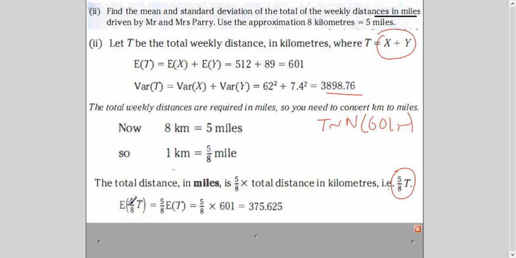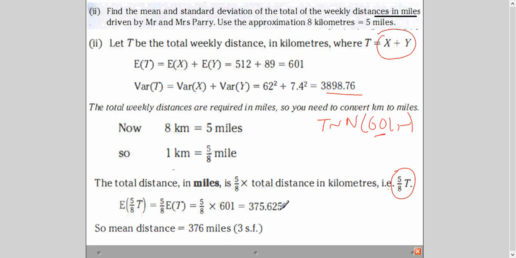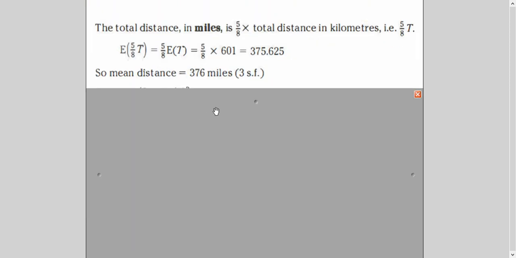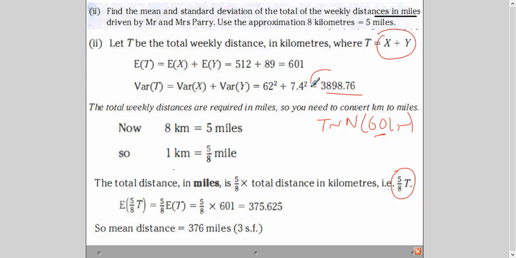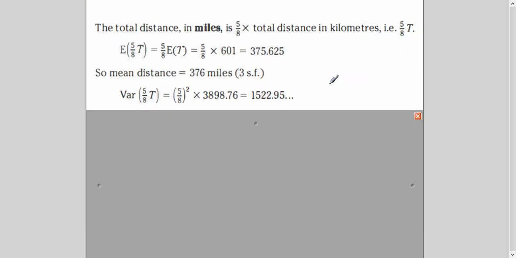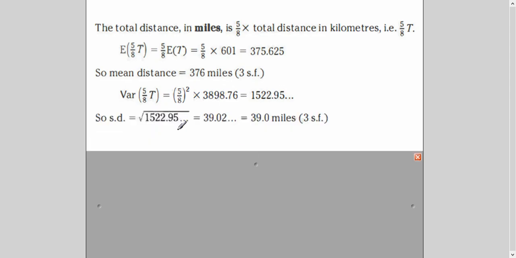So for the mean of 5/8 of t, you will do 5/8 of the mean of t, which is 601, and you got it. And for the variance, what will you do? 5/8 squared. I hope you remember it. And this is what we have found in the previous part, variance of t. So we are writing it and calculating it. So this is how you will calculate, and then you will take a square root. You will have a standard deviation and you will have the mean of the question.